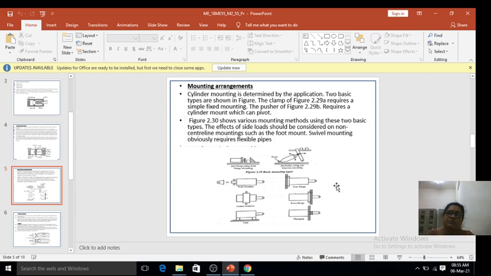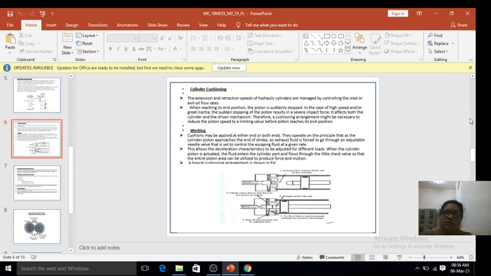Mounting arrangements: cylinder mounting is determined by the application. There are two basic types of mountings. As you can observe from the figure, the clamp figure requires a simple fixed mounting. The pusher figure requires a cylinder mount that can pivot.